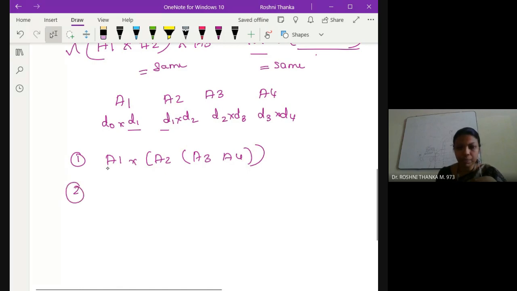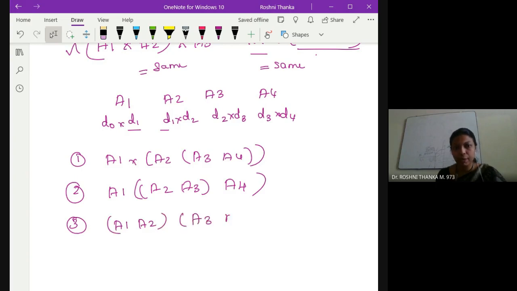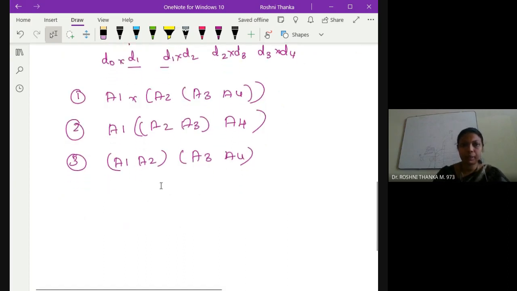And what is the second combination? I can do it like this: A1 multiplied with A2, A3, and then with A4. So this is another combination. What will you do? A2 and A3 will be multiplied, and then the result will be multiplied with A4, and then the result will be multiplied with A1. What is the next combination I can have? I can do it like this: A1 and A2 will be multiplied, and then A3 and A4 will be multiplied, and then the result of these two can be multiplied. This is the next combination. These are the different parenthesizations I can do.